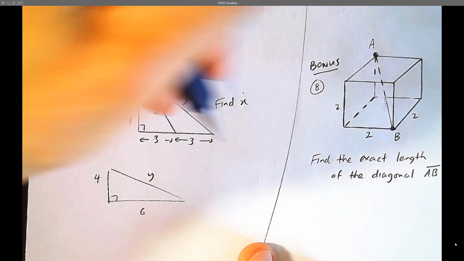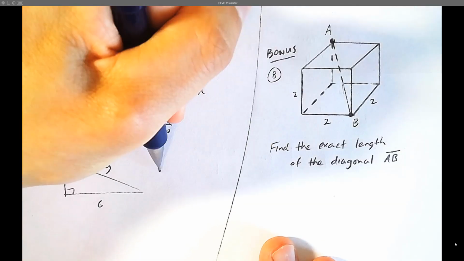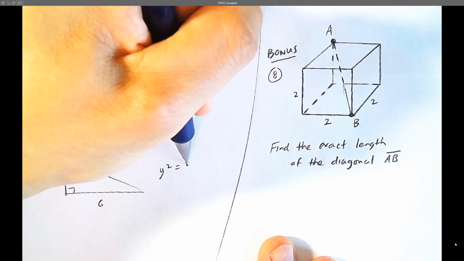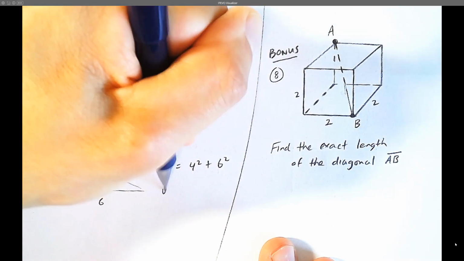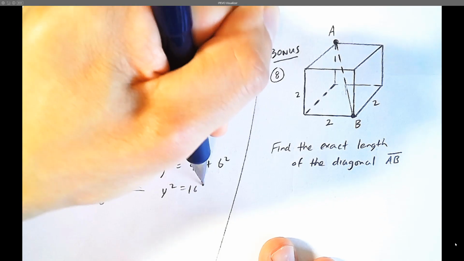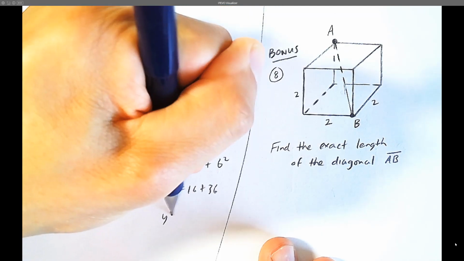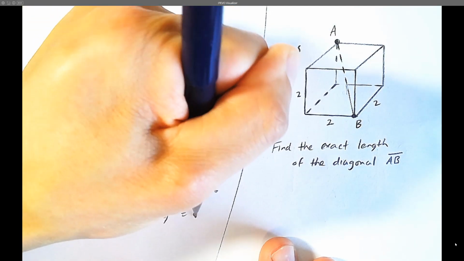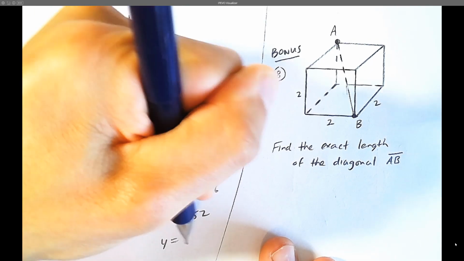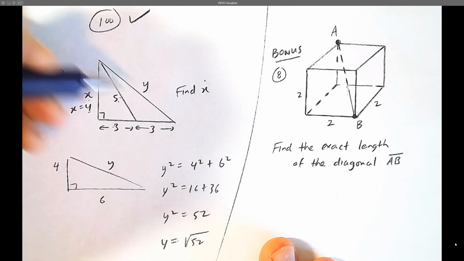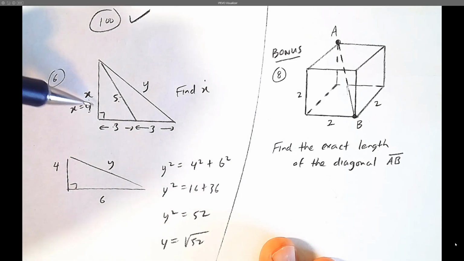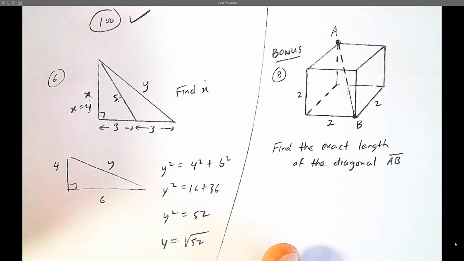This would be another good question. So y squared equals 4 squared plus 6 squared. This is Pythagorean theorem. Y squared equals 16 plus 36. This is going to be 52. So y equals root 52. So we just added this question. It's a very good question. What's y? It's going to be root 52. And then the x is just from the Pythagorean triple.